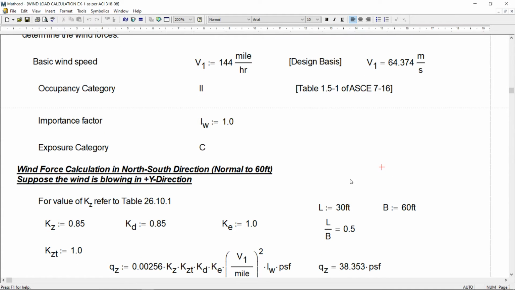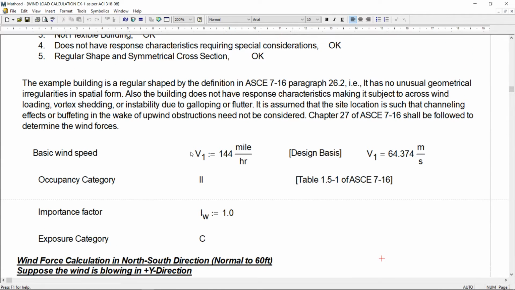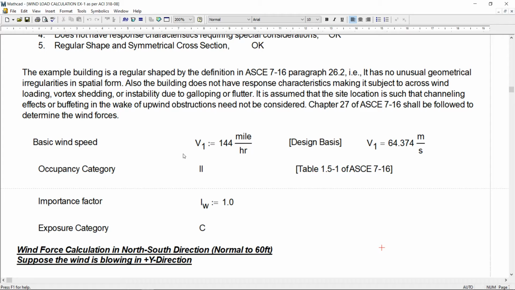I'm going to calculate the wind force calculation, say in north-south direction. That means normal to 60 feet. Let's suppose the wind is blowing in positive y direction. That means when I'm going to model this building, I shall be applying this wind load in SAP2000.